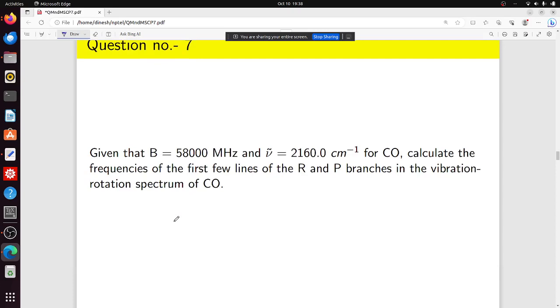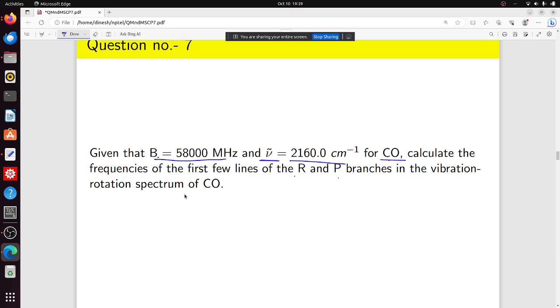Okay, then moving on to the next question. Given that the value of B is 5800 megahertz and nu tilde is given this much for carbon monoxide, calculate the frequencies of the first few lines for R and P branches in the vibrational spectrum for the carbon monoxide molecule.